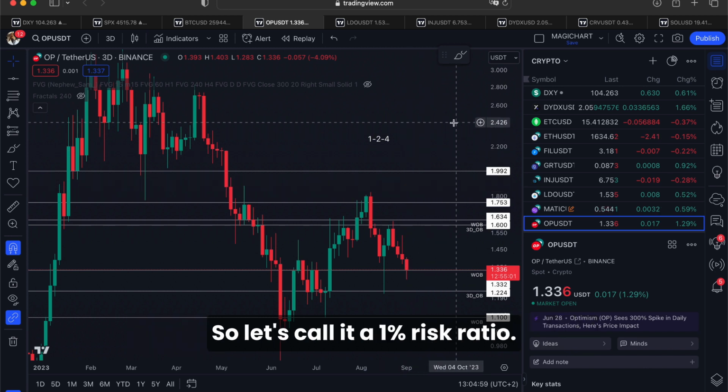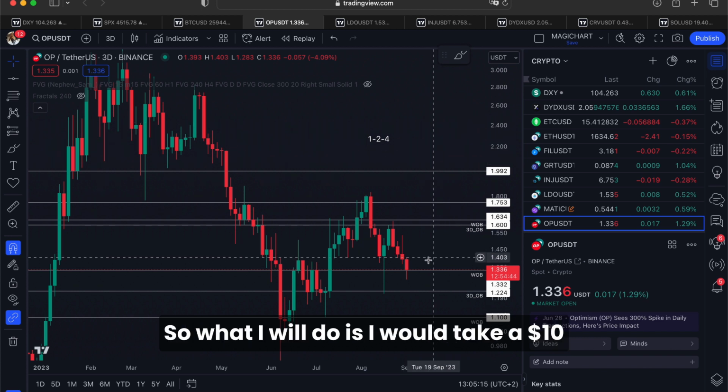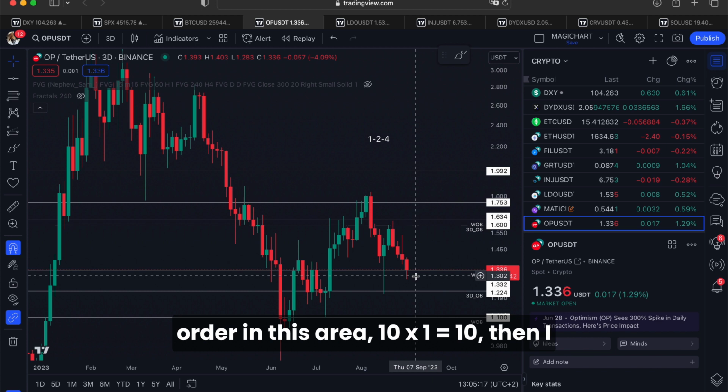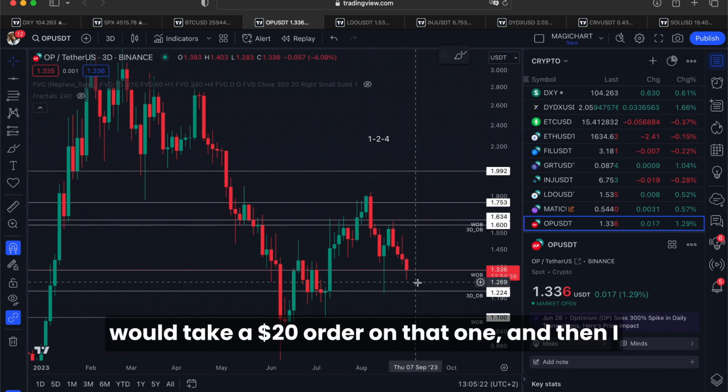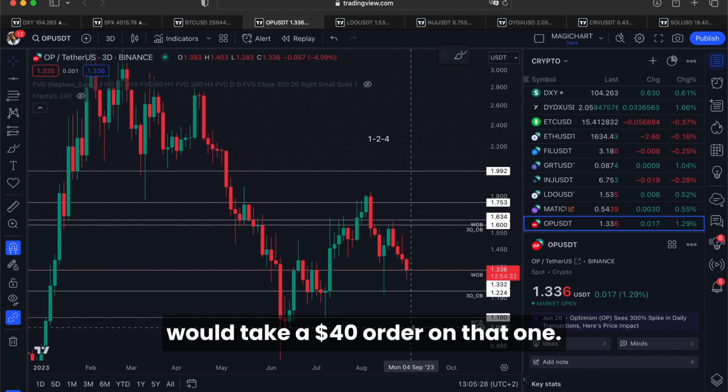So I've got, let's call it, a 1% risk ratio. Let's just say I'm willing to sacrifice $10 on this thing. So I'm sacrificing $10. I want to make $100, and my proposed order size is $100. So what I will do is I would take a $10 order in this area. 10 times 1 is 10. Then I would take a $20 order on that one. And then I would take a $40 order on that one.